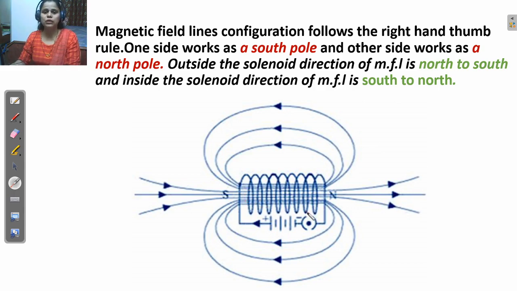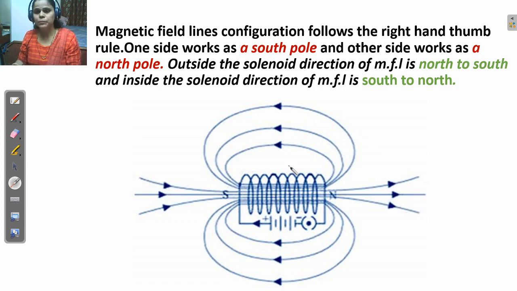This solenoid works as a bar magnet, because in the bar magnet, one side works as a south pole and the other side is a north pole. Same as in a solenoid, one side is a south pole and the other side is a north pole. Where the direction of the current is clockwise, that side is the south pole. And if you look at this side, the side of the north pole, here the direction of the current is anti-clockwise. This is a north pole.